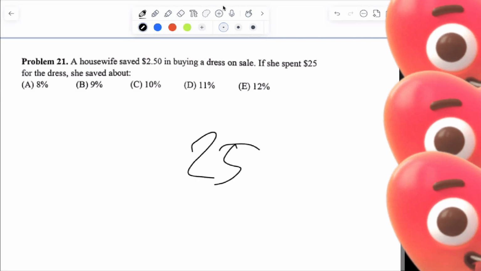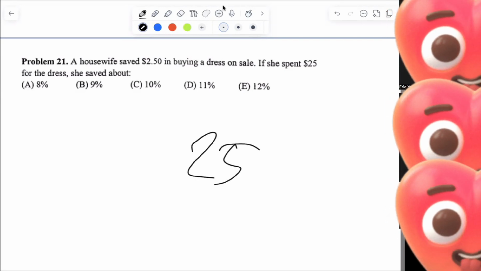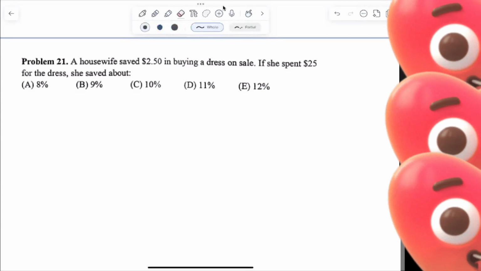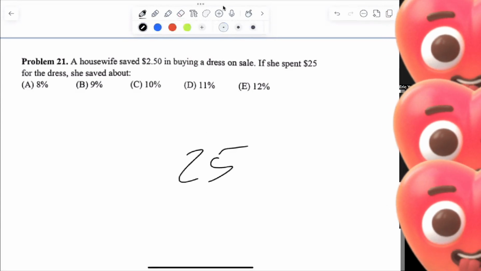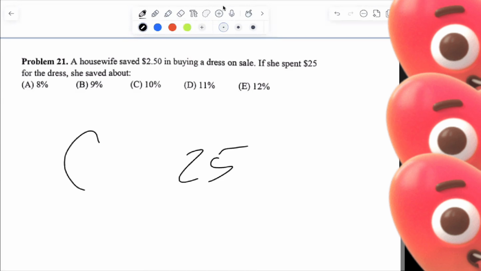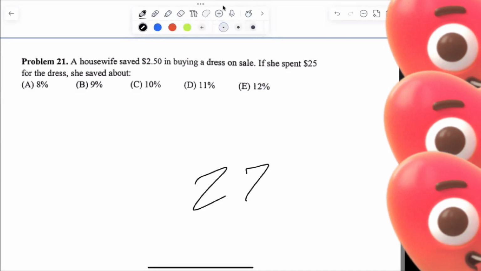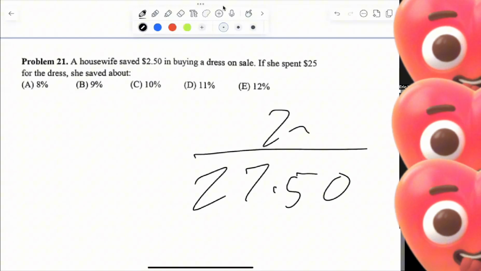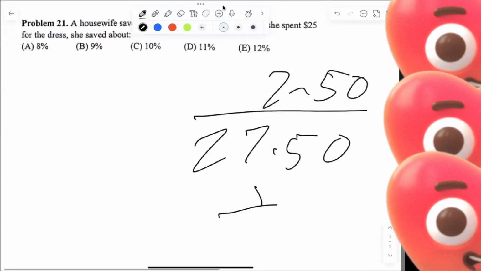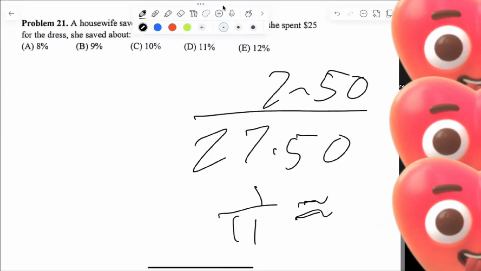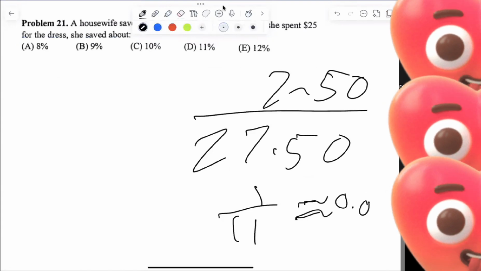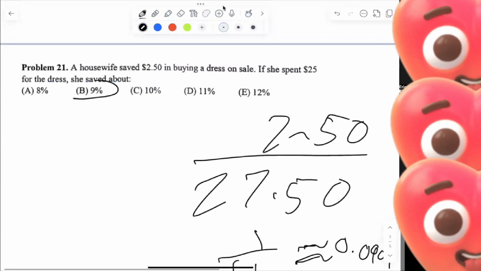So he spent $25. Well, the original price is $27.50, so it's $2.50 divided by $27.50. That's just 1 in 11, which is approximately 0.0909, which is just 9%.